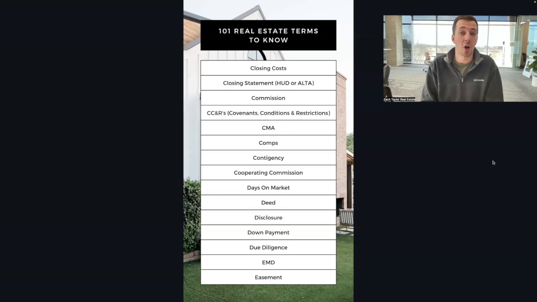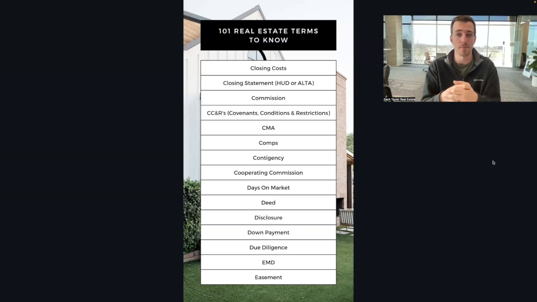Next terms, closing costs. On the buy side, this implies maybe different lending fees, title search fees, prorated taxes. There could be a lot of different things that add up to the closing costs for the buyer or closing costs for the seller, property taxes, maybe mortgage, paying that off. So closing costs. Closing statement, again, kind of referencing back to the ALTA, or it's also a HUD-1 statement.